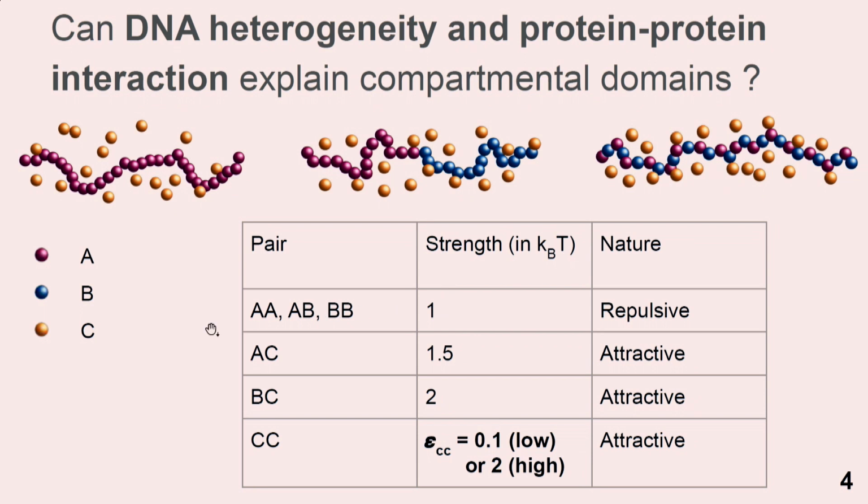The proteins are denoted by this yellow molecule C, and they can bind to the A region with 1.5 kBT affinity, and to the B region with 2 kBT affinity. These are the attractive interactions in my system. The monomers in the polymer don't like each other, so they have a repulsive interaction. If I don't have any proteins, the polymer will just float around. It won't come into contact.